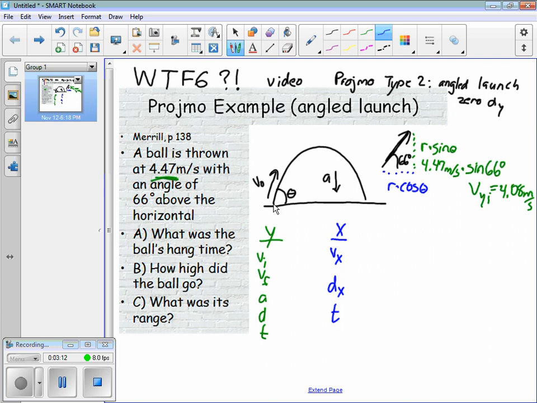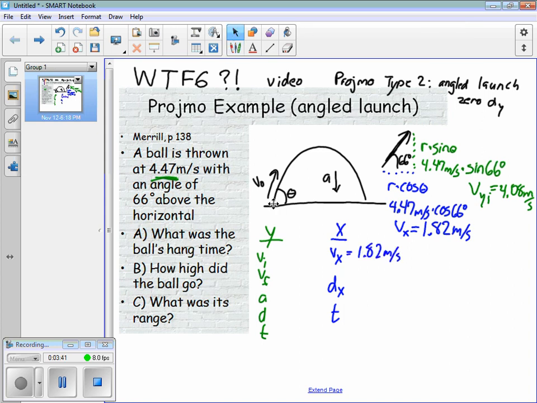For the x, I'm going to have 4.47 meters per second times the cosine of 66 degrees, and that means v sub x is going to be 1.82 meters per second. So I'm just going to fill that in right here, 1.82 meters per second. And then my initial, as we said, because I have two velocities on the y, 4.08 meters per second. Now, what else do I have? I have acceleration due to gravity, little g, or negative 9.8 meters per second squared.